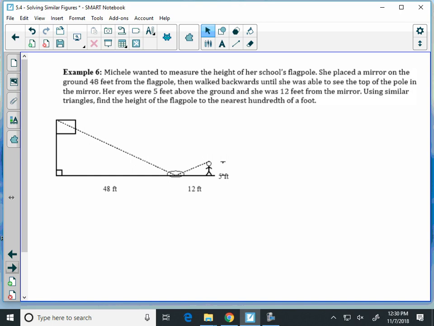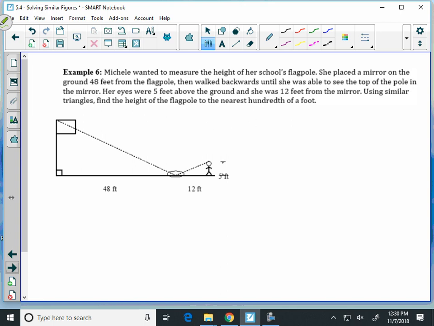It says Michelle wanted to measure the height of her school's flagpole. She placed a mirror on the ground 48 feet from the flagpole. So here's the mirror. And then she walked backwards until she was able to see the top of the pole in the mirror. Her eyes are 5 feet above the ground, and she's 12 feet from the mirror. Using similar triangles, find the height of the flagpole to the nearest hundredth of a foot. And we do not round correctly here, I just realized that.